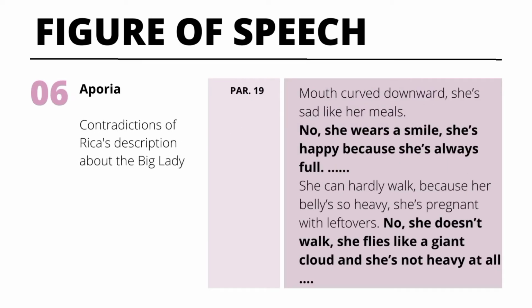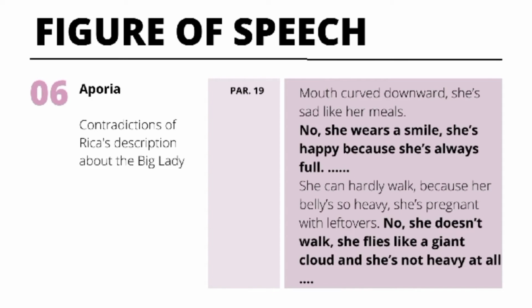And to further justify the feelings of comfort felt by Rika to the big lady is the use of aporia in paragraph 19 when she started to contradict her descriptions against the big lady and changing it to a positive one. This therefore manifests the irresolvable internal contradiction or logical disjunction in the text.